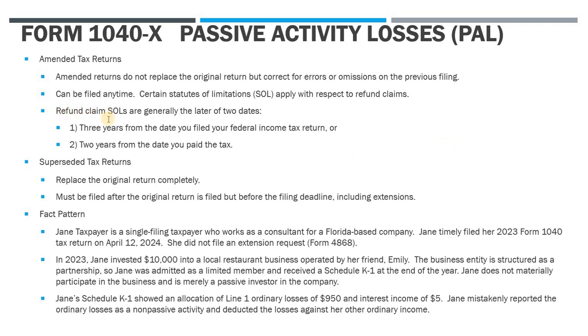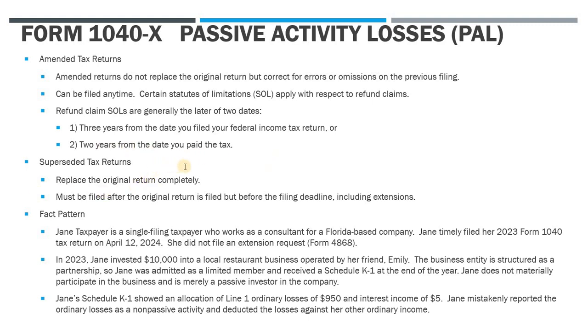Now, you can file these generally whenever, but the problem you have with refund claims is there are some statutes of limitations. So if you have a refund claim, so you're trying to file to get some money back because you overpaid, you've got to file within the later of generally these 2 dates. So it's 3 years from the date you filed or 2 years from the date you paid the tax.